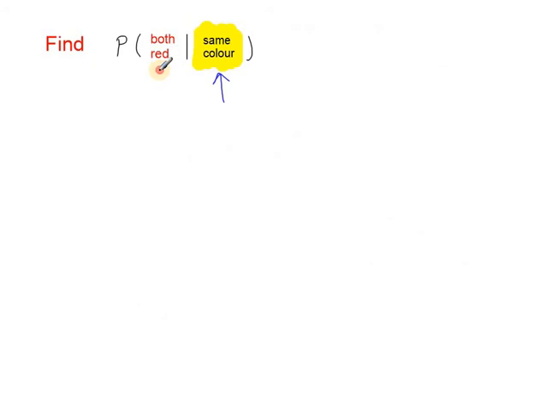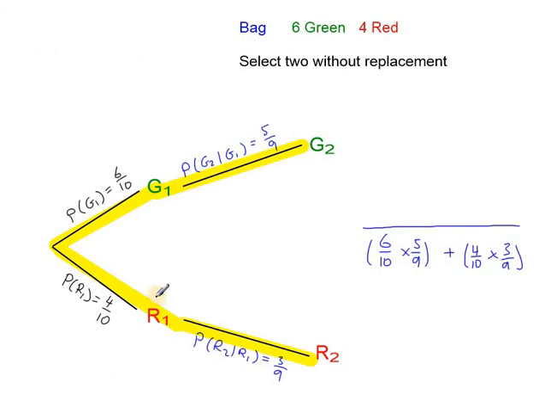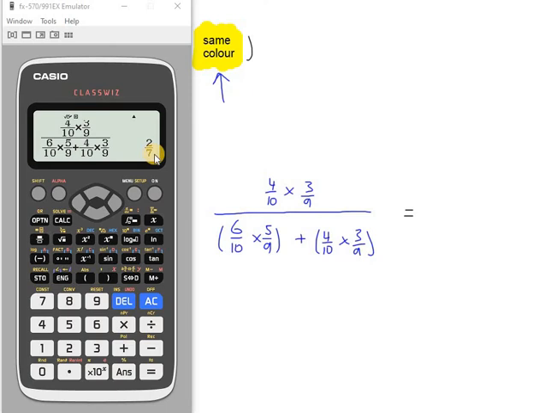Now we go on to this side. What's the probability that both sweets are red? So both sweets are red, so 4/10 times 3/9. And then we simplify, and don't be tempted to do this, that's wrong. So 2/7.